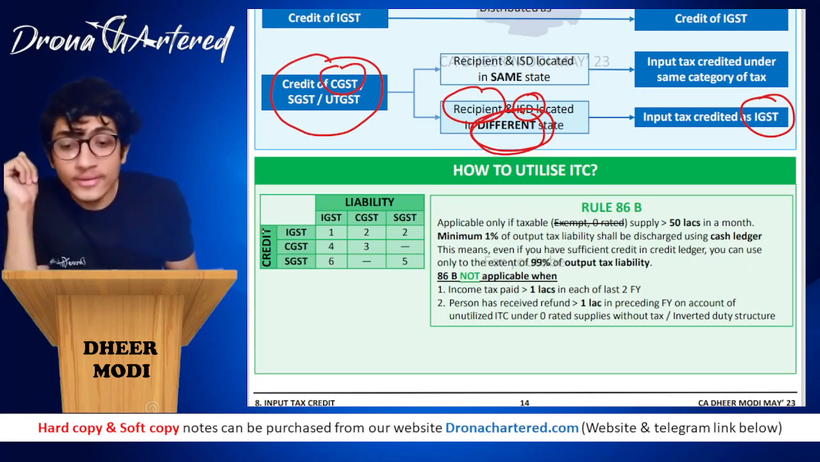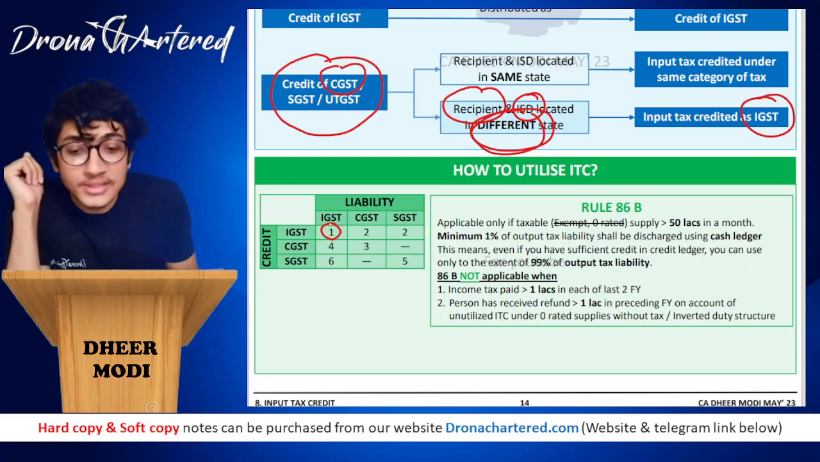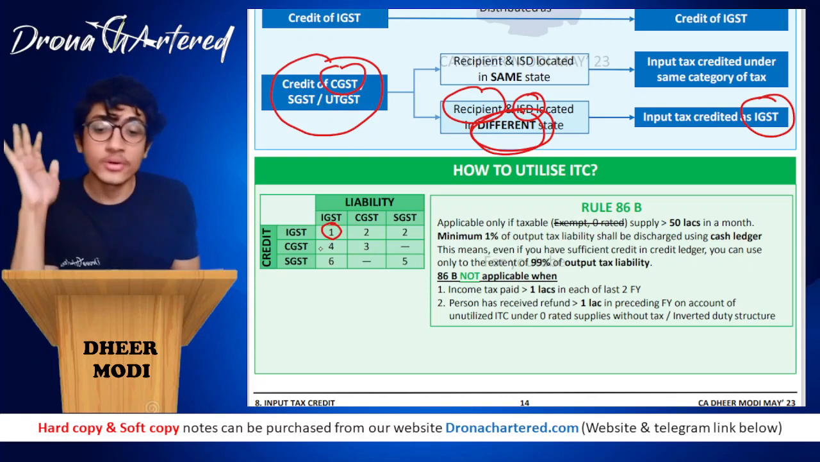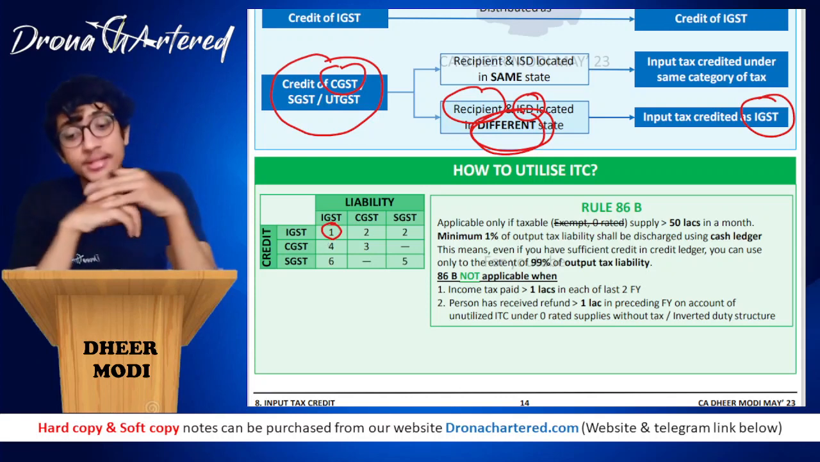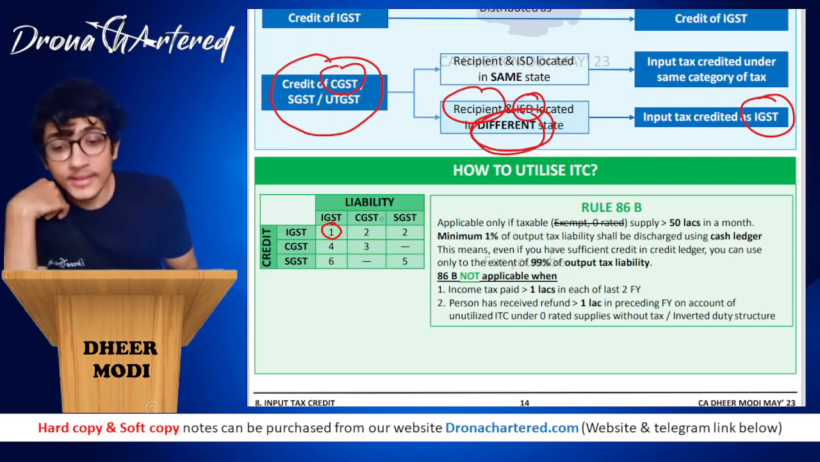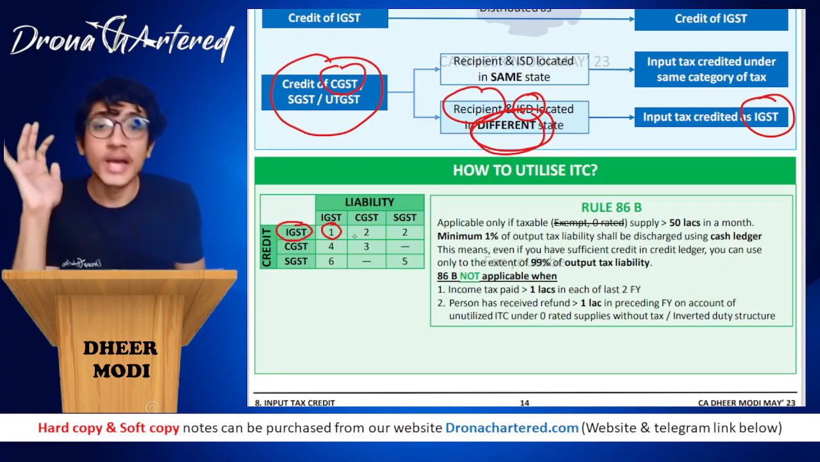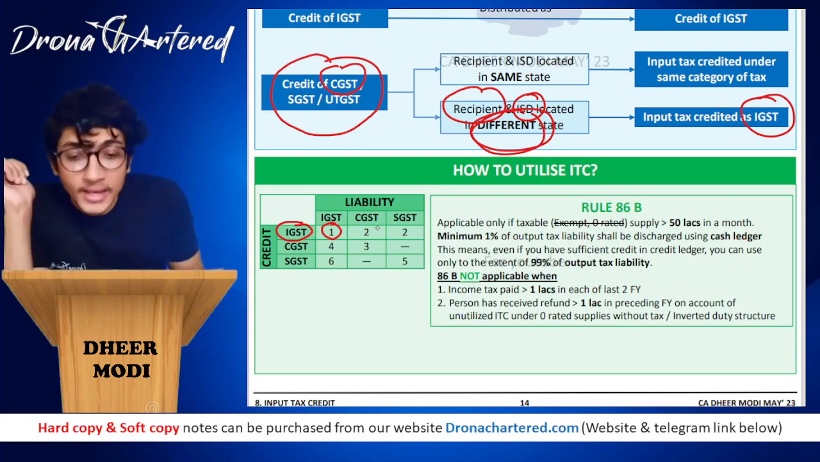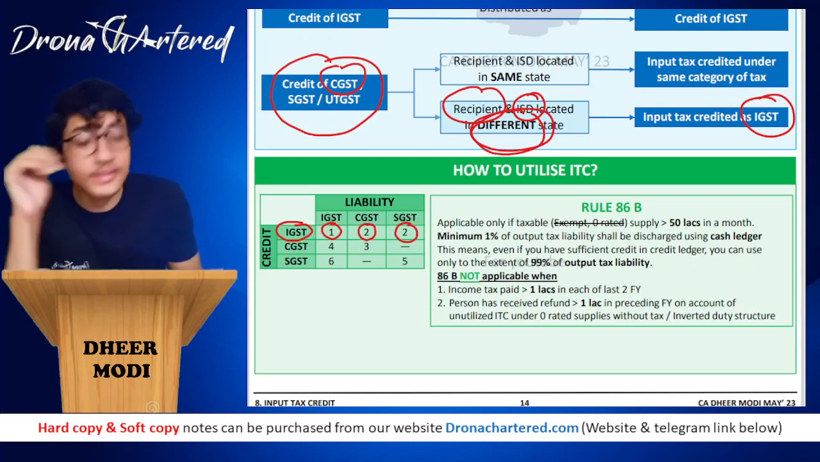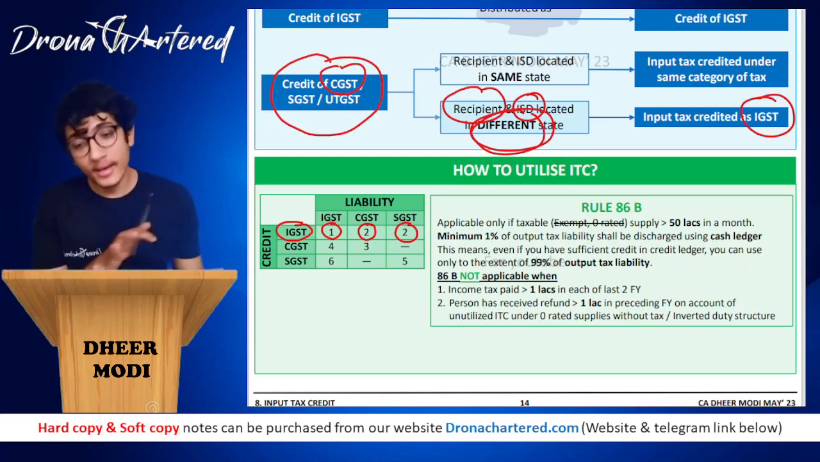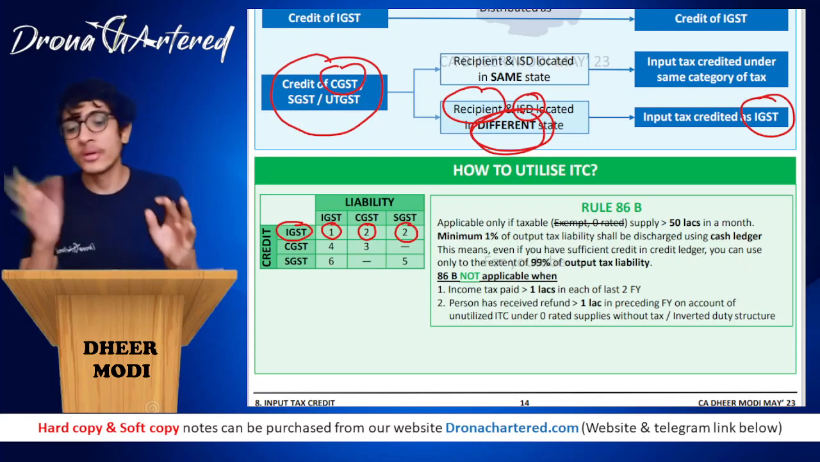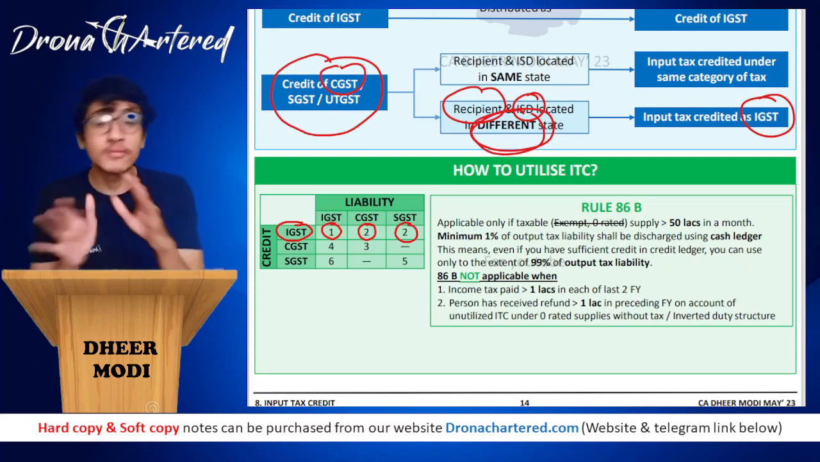IGST liability first has to be set off against credit of IGST itself. Next, if you still have any IGST credit left after settling your IGST liability, then you will settle liability for CGST and SGST. There is no separate order. You can use any amount for either of them. It does not have to be equal. You can do CGST, you can do SGST, you can do both equal, you can do anything.